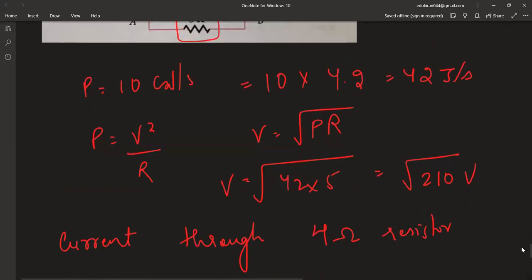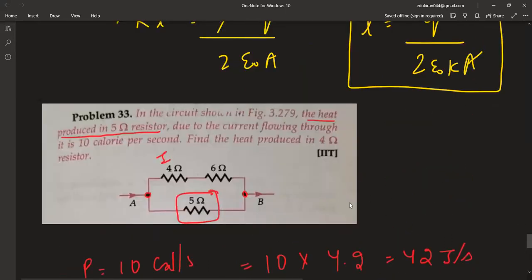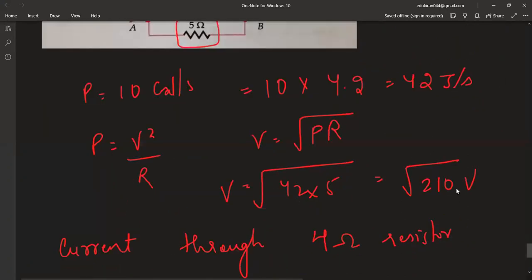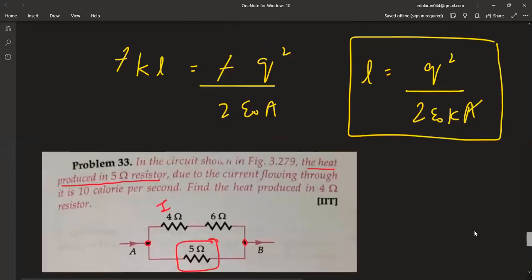Now one thing, if potential is root 210. You are asking about the 5 ohm only, understood. Yes. So 5 ohm we are only including, we are not including 4 or 6 ohm because power was given through this 5 ohm resistor only. So we have root 210.